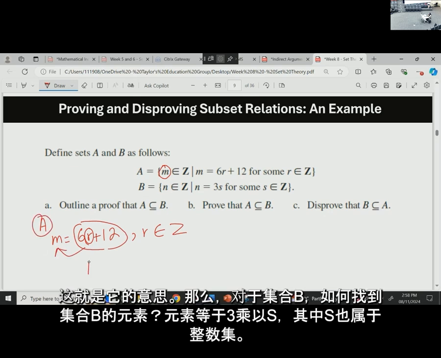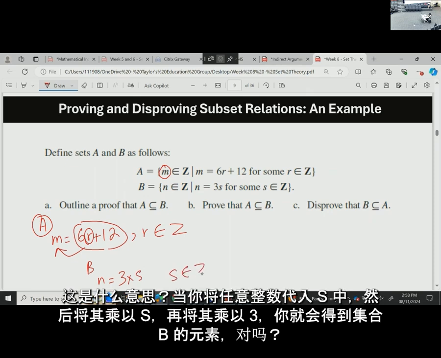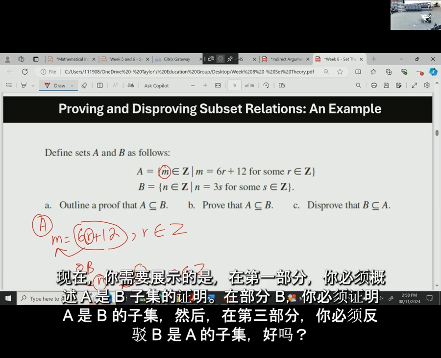Then for set B, how can the elements for set B be found? The element is equal to 3 multiplied by S, where S also belongs to the set of integers. What does it mean? When you plug in any integer in place of S and multiply it by 3, you will get the element for set B. Okay.